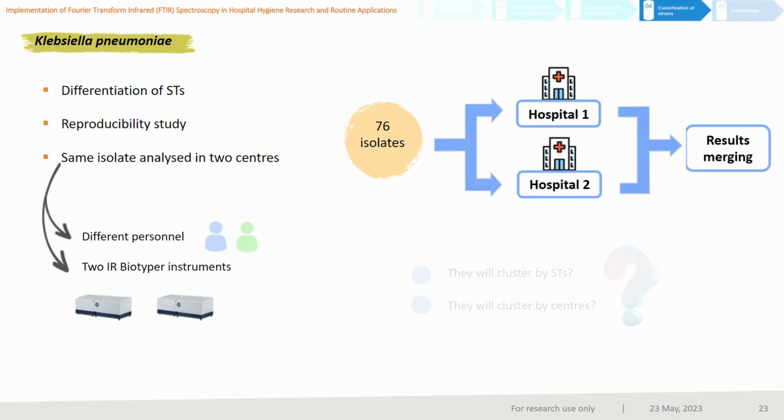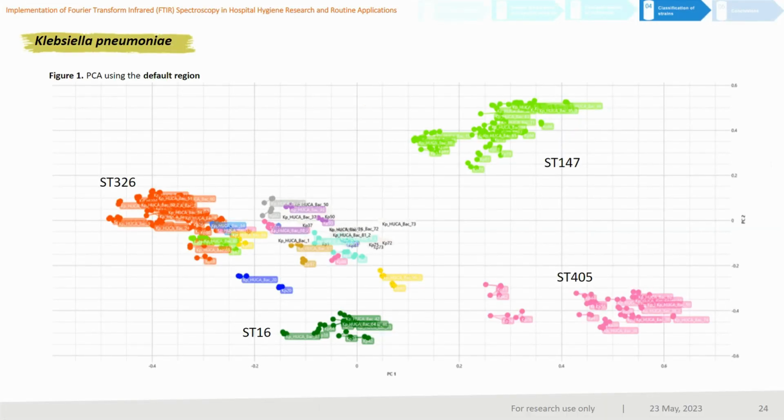This led us to ponder the following questions. If I made a visualization of this data, for example, a PCA, would the isolates form clusters according to the STs, or would they form clusters according to the two centers due to the variability arising from personnel and instruments? So here is the PCA we obtained. As you can see, there are some distinct clusters that correspond to a specific ST, particularly those with a higher number of isolates included. Additionally, the spectra acquired from the two hospitals don't overlap, but they are very close to each other.